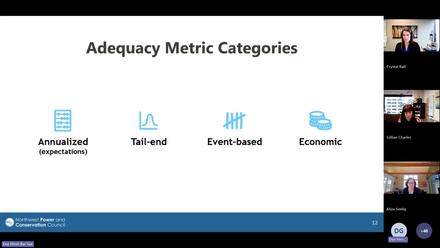We have tail end. Remember, we said adequacy metrics are distributional, and so an average is still just one observation from a distribution. We have tail end metrics that look at the extreme or the largest values of observations. We have event-based, which are interesting and need to be a little more sensitive with how we use them. And then we have economic metrics, which I have a soft spot for, but we'll talk about the challenges of using economics from an adequacy metric perspective.